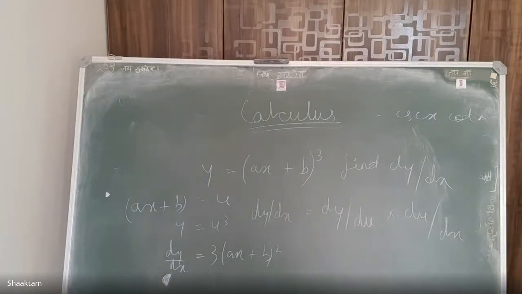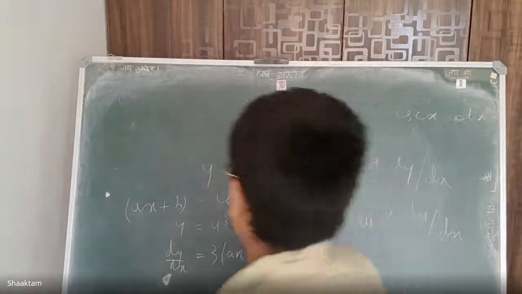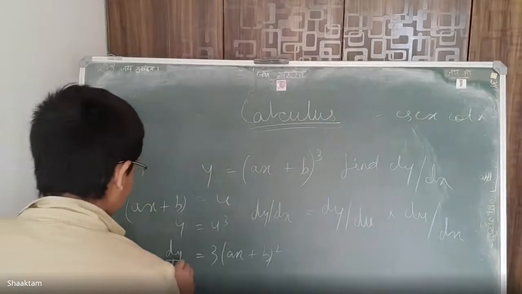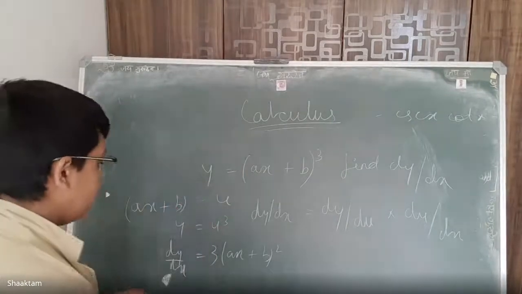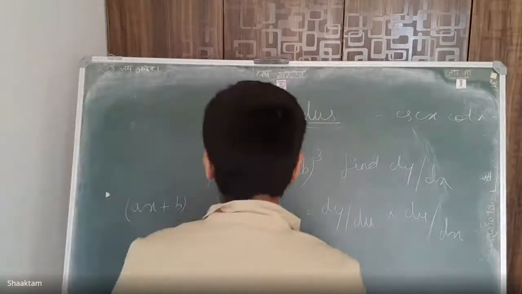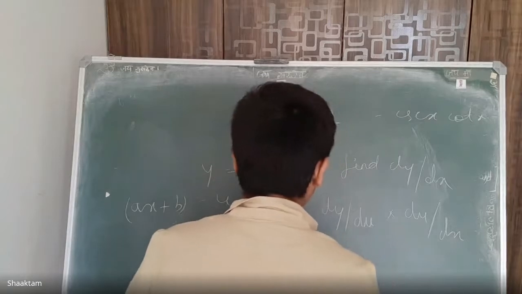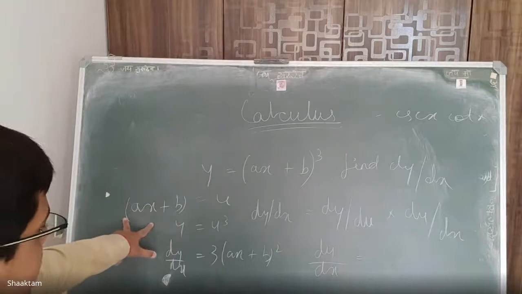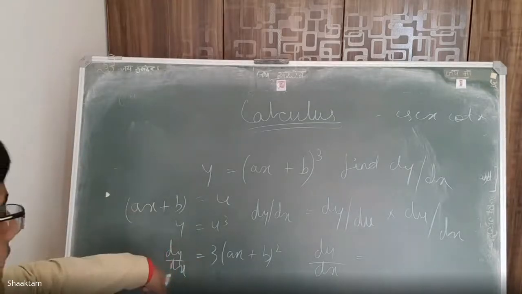Now, just a minute. What did I say? dy by du, sorry, dy by du. Now what they're asking is, let me say du by dx. Du by dx, the d of ax plus b divided by dx.